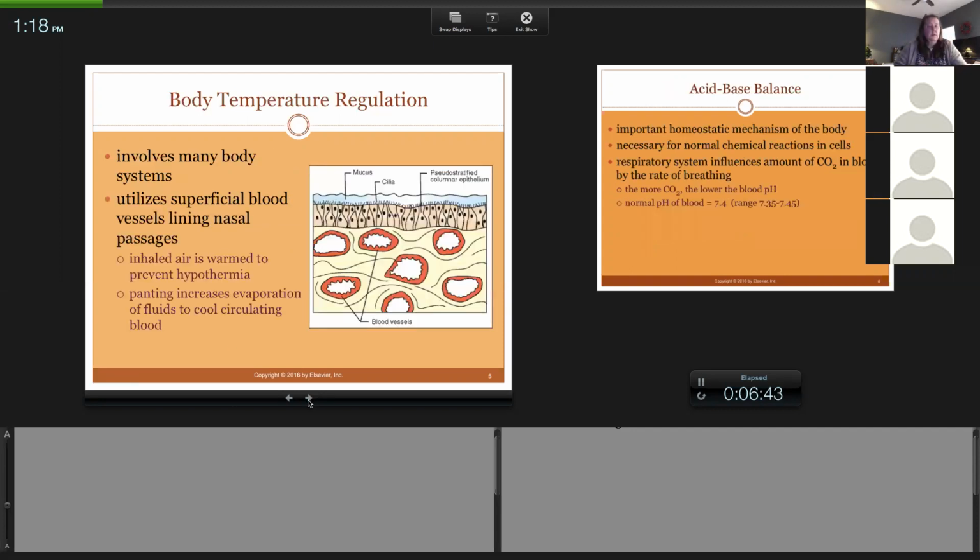Now, part of the respiratory system is also responsible for temperature regulation. If you remember the tissues lining the respiratory tract from the nasal cavity, the back of the throat, and the trachea, there is a lining of a mucous membrane, and there are blood vessels in that lining. Look at this picture: pseudostratified columnar epithelia, cilia, mucus, if you remember that from tissues. Well, underneath those tissues you have these blood vessels.